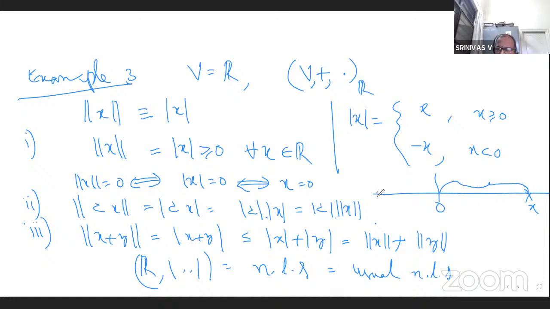If x is positive, it is on this side, and if x is negative, it is on the other side. The distance between x and the origin is this much. So mod x is the distance of x from the origin. So this is the Euclidean distance function. That is example 3. The next one is example 4.